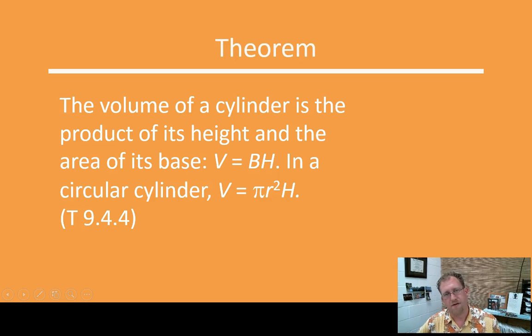Just to give this to you in theorem form, what I just told you is that the volume of a cylinder is the base area times the height, and for circles you have to use pi r squared for the base area. So the volume of a cylinder is pi r squared h. There you have it, ladies and gentlemen. Theorem 9.44. Give it a round of applause.